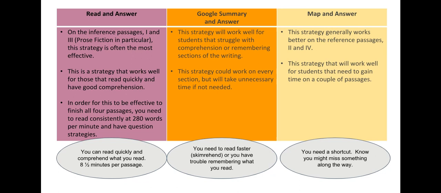You can read and answer, which is by far the best strategy, if you have time. If not, you're going to Google summary and answer, which means you're going to go a little faster than you're comfortable, perhaps, and summarizing in 1 to 3 words what you read. Or you're going to do that as a way to also recall what you read. And mapping and answering, which is a strategy that often works on social science, which means you're going to read topic sentences and target sentences.